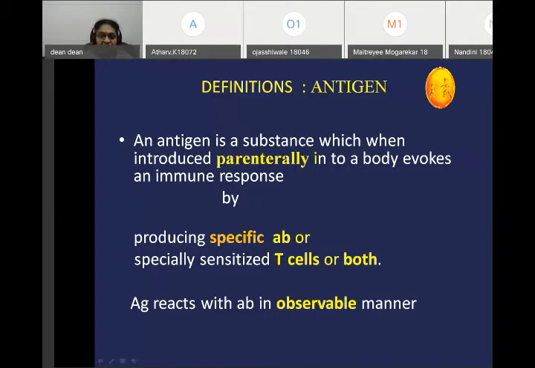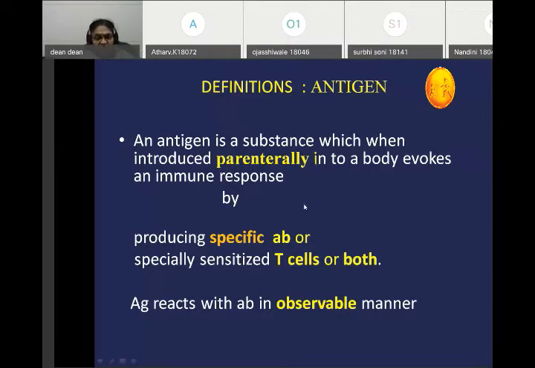We can define antigen as a substance which, when introduced parenterally into a body, evokes an immune response. It produces specific antibody or specialized sensitized T lymphocytes or both. And in this definition, what is important is parenterally. Parenterally means other than enteric route.